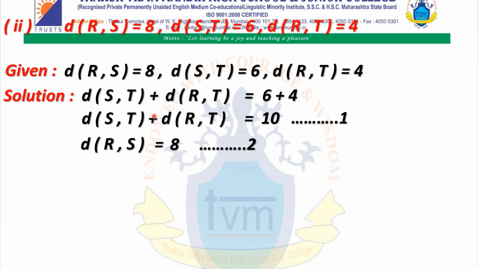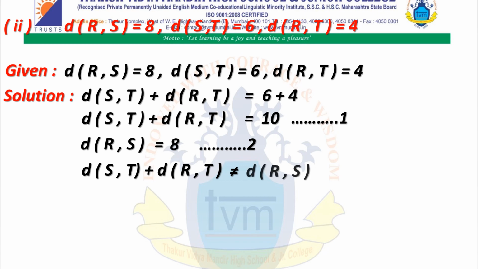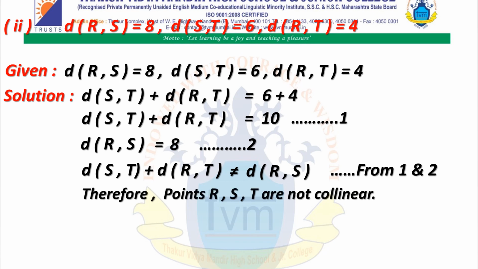So you can say that if the right hand sides of these two equations are not equal, then the left hand sides of these two equations will not be equal. Therefore distance ST plus distance RT is not equal to distance RS. This statement we got by comparing equation 1 and 2. And we know that if the sum of two smaller distances is not equal to the greater one, then the points are non-collinear points. Hence, points R, S and T are not collinear.